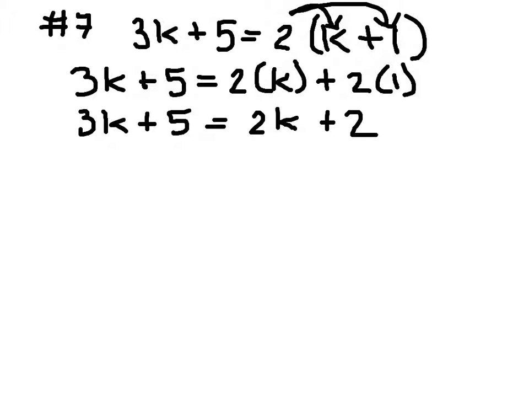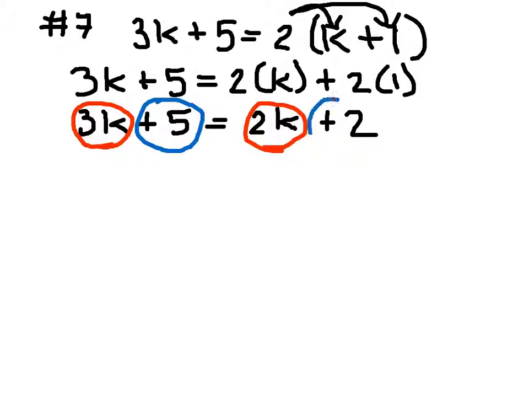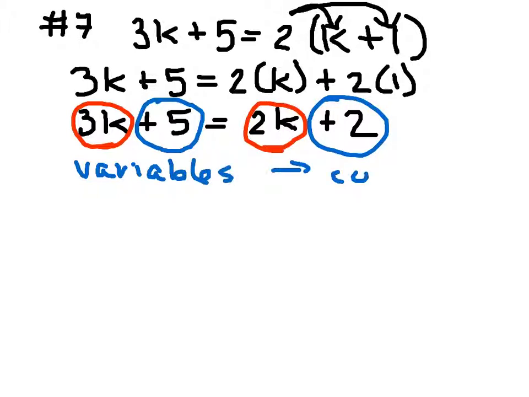All right, so we finished that, and now we're going to put red circles around any of our terms that have a variable in it, and then we'll put blue circles around anything that is a constant. Okay? So remember, it's a variable if it has a letter in it, and it is a constant, like 5 is, if it has no variable. So we're going to move our constants to one side and our variables to the other. So let's put all of our variables on this side and all of our constants on this side. All right?